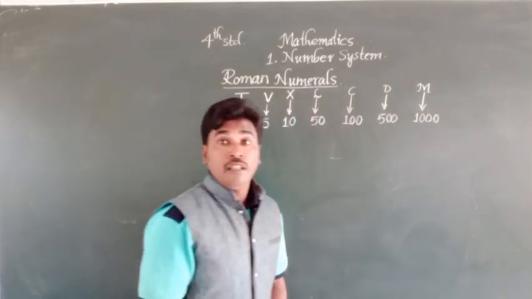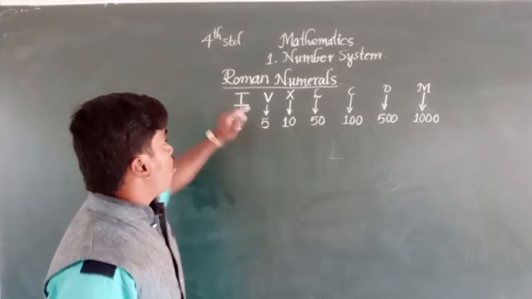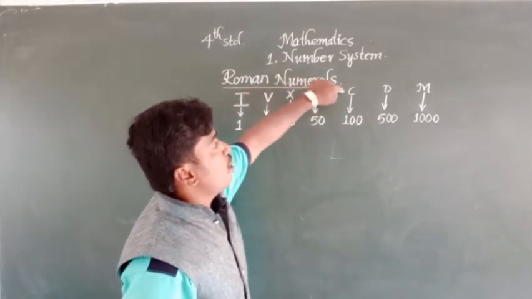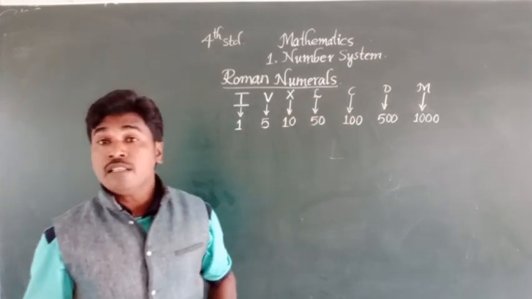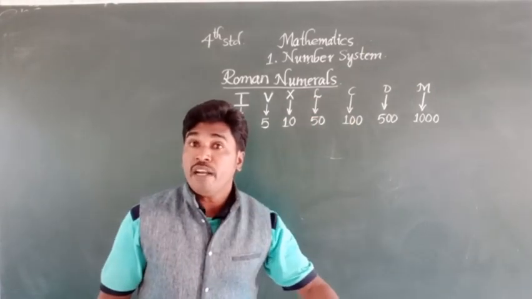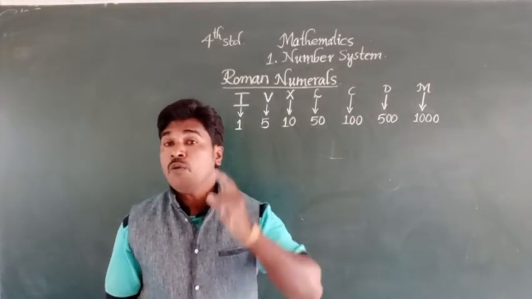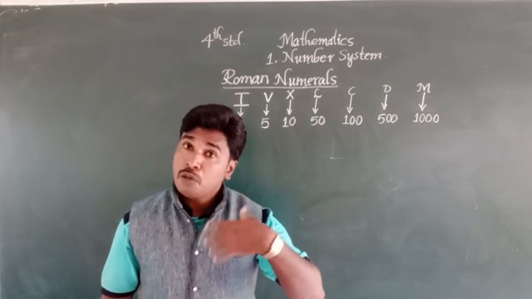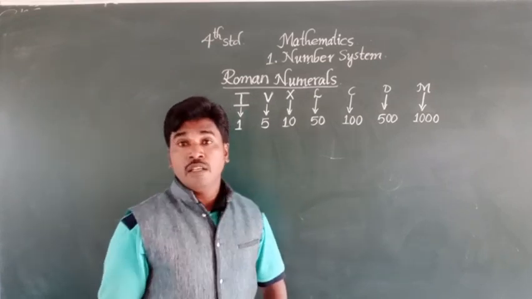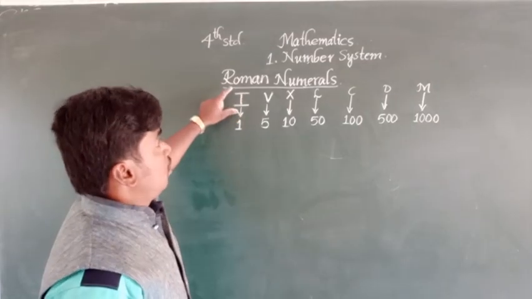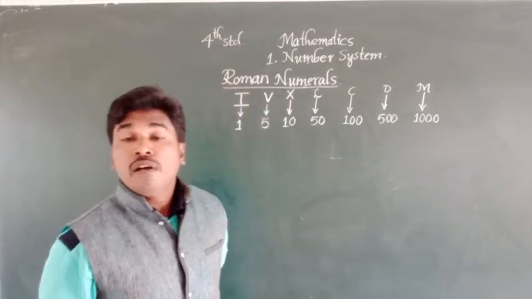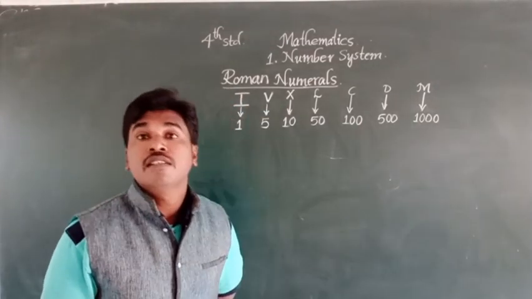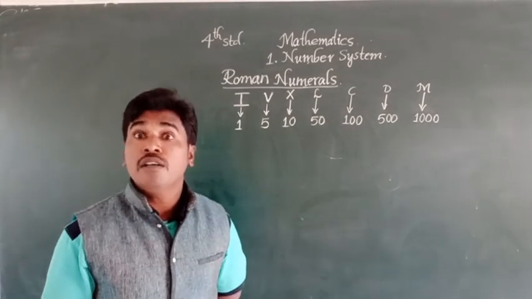Dear children, these are only the 7 letters. Count it: 1, 2, 3, 4, 5, 6, 7 letters taken from English alphabets. They used to count the numbers. They used to count the coins. So these symbols are used to give the numbers.